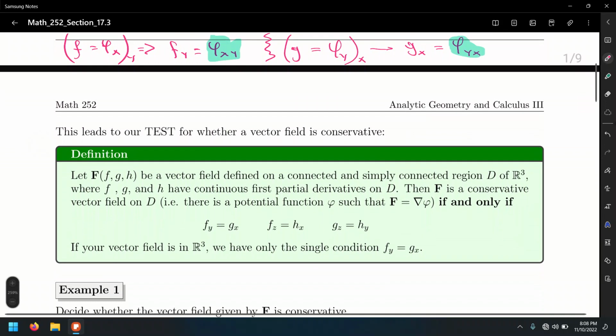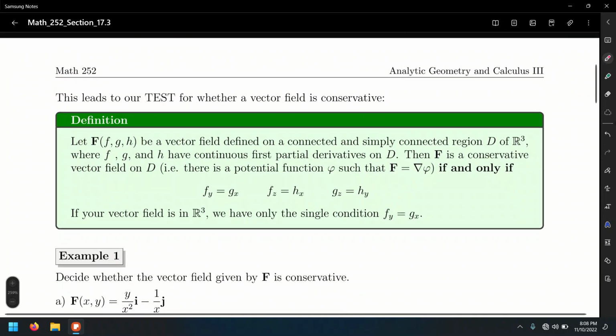Alright, so we're given some F, a function that contains f, g, and h of x, y, and z, so that's a vector field defined on a connected and simply connected region D of R3. So let's look at the case of R3. And f, g, and h have continuous first partial derivatives on D. Well, F is a conservative vector field on D if and only if these three conditions are satisfied.